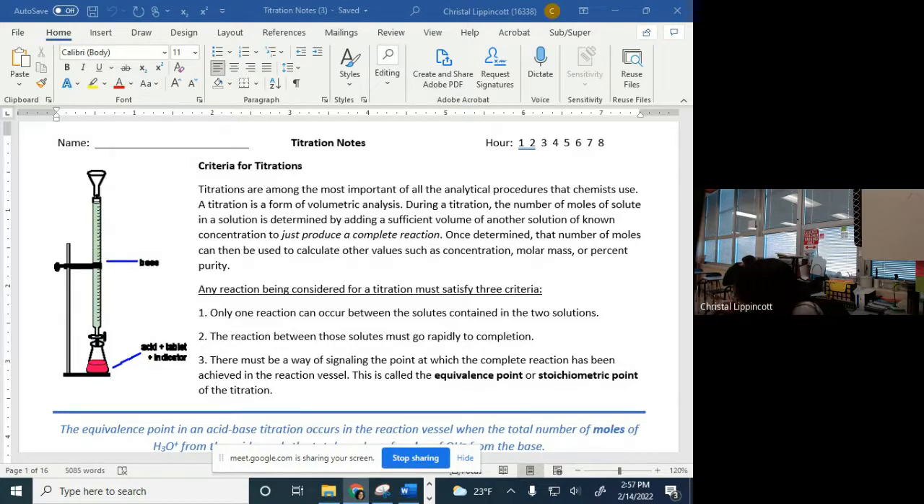the endpoint. Okay, so the equivalence point is where your moles of OH and your moles of H plus are equal to each other. Not molarity, but moles of them. I guess I should say moles of them.